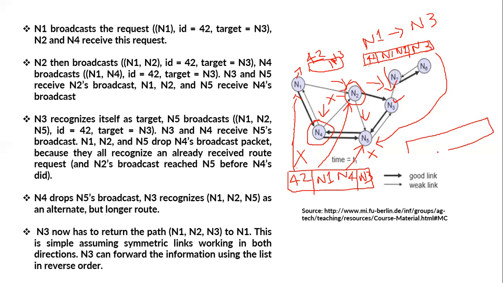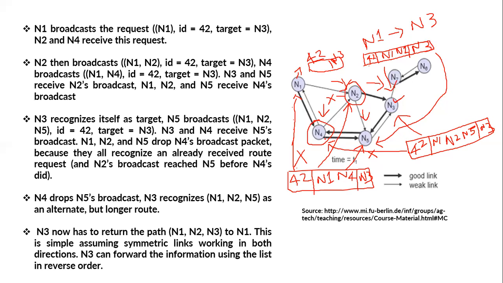So it will broadcast something like this. The ID of the packet is 42 and the path it has traversed is N1, N2, N5, and the destination is N3. So this packet it will broadcast to N3 and also to N4. Now when this packet reaches N4, N4 will check whether it's a duplicate packet.